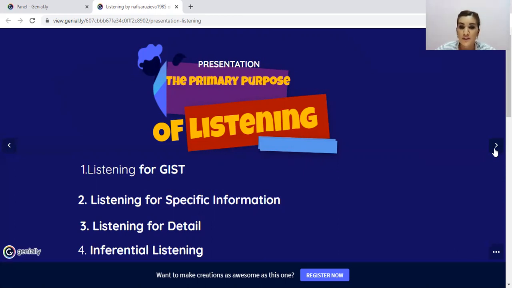And listening for detail, this is about numbers, dates, the special data which students should find out or analyze during the listening task. The last one, inferential listening, means the listener should understand and feel the speaker's emotions and attitudes, and of course, the aim of the speech.